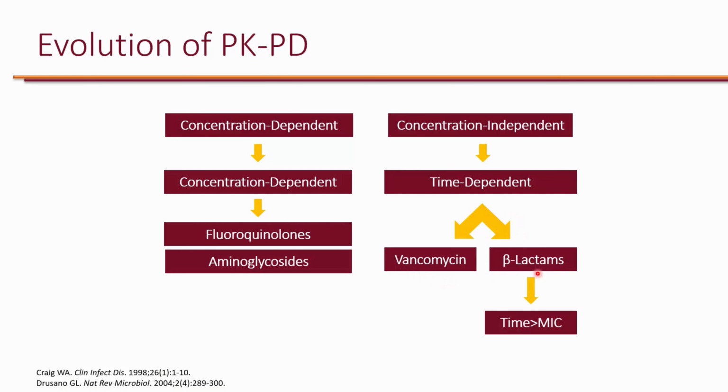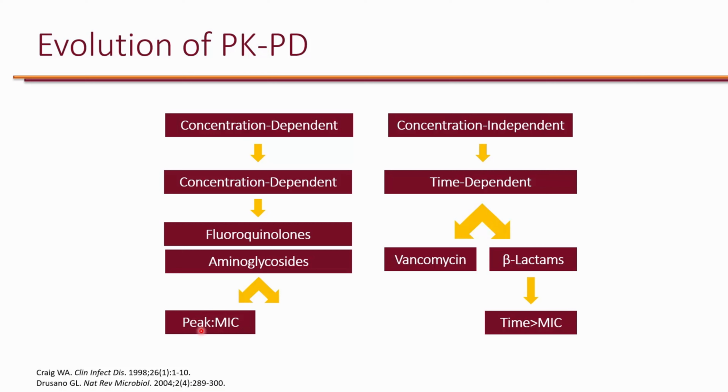The PKPD parameter for time-dependent, specifically for beta-lactams, is the time above MIC. So it's not necessarily the concentration of beta-lactams, it's more how long the concentration stays above the MIC that results in maximum killing of organisms. Now compare that to concentration-dependent. If you have a high concentration, the ratio of peak concentration to MIC, the higher this ratio, the more it results in the maximum amount of killing.